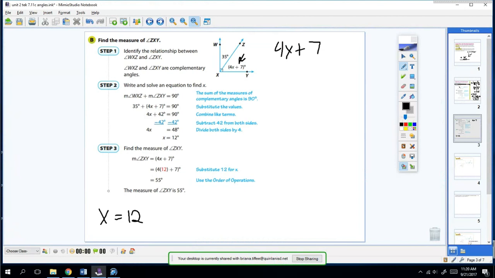Well, luckily, I just figured out my x was 12. So we're going to do 4 times 12 plus 7. Well, 4 times 12 is 48. You're going to add 7 to that, which gives you 55. So my missing angle is 55 degrees.